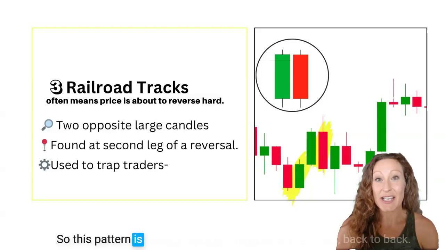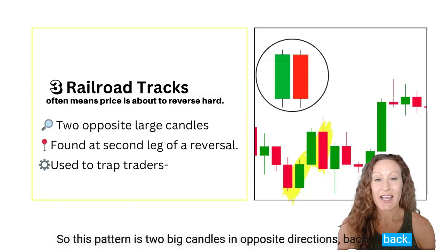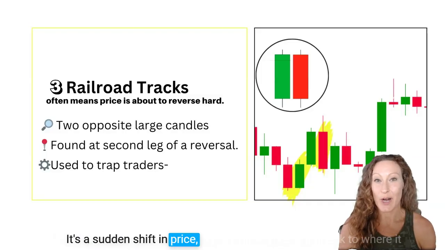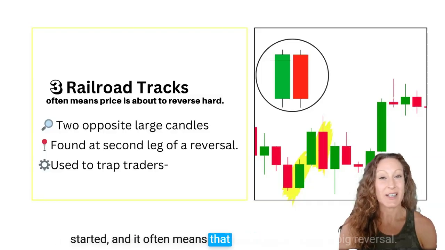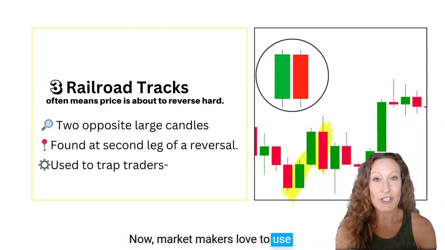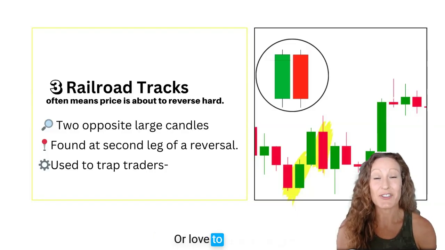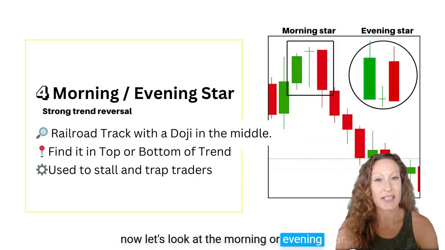Next is railroad tracks. So this pattern is two big candles in opposite directions back to back. It's a sudden shift in price, and then it comes right back to where it started. And it often means that we're about to get a big reversal. Now, market makers love to use this to trap momentum chasers.